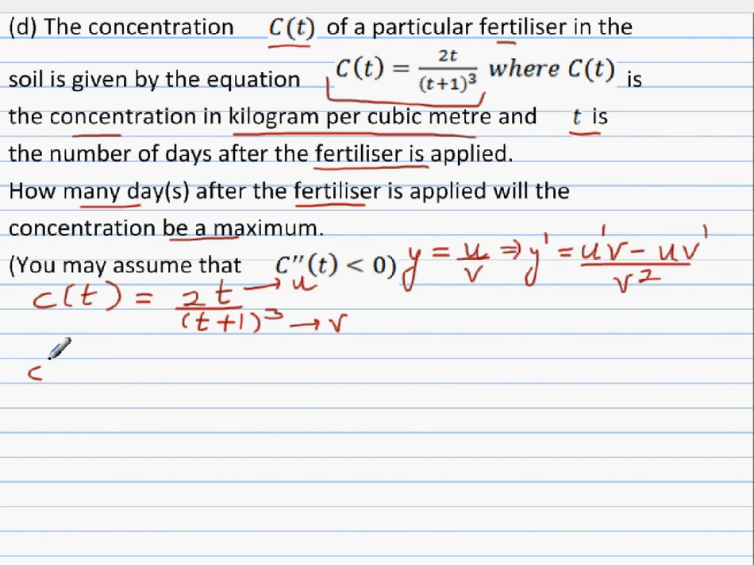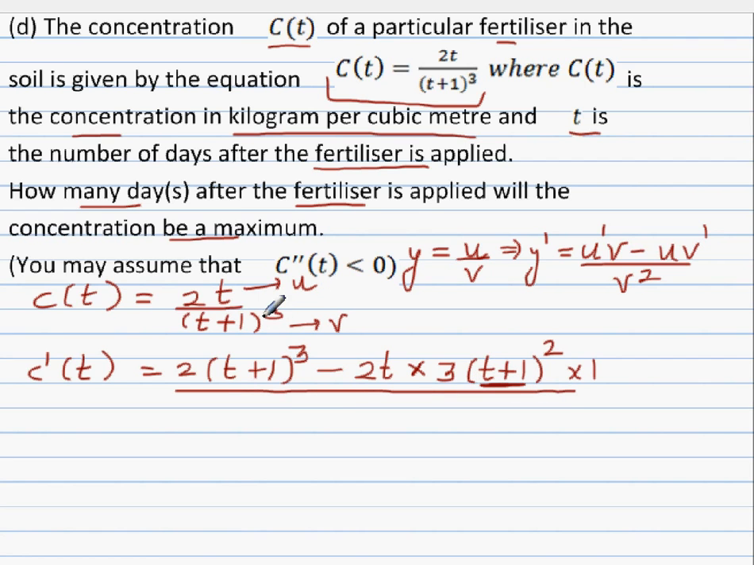So c dash t: you have to differentiate u first, that is the top, so that is 2 times the bottom, which is (t plus 1) the whole cube, minus the first function as it is, 2t, times the derivative of the denominator. Let's differentiate the outside, which is 3 times (t plus 1) the whole squared, and always remember to differentiate the inside. Here it's not going to make much difference because the derivative of the inside is 1, but it's good practice to write it. All divided by the denominator squared, which is (t plus 1) to the power 6.